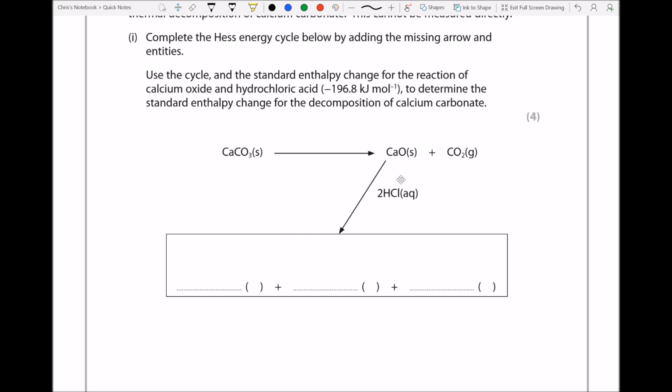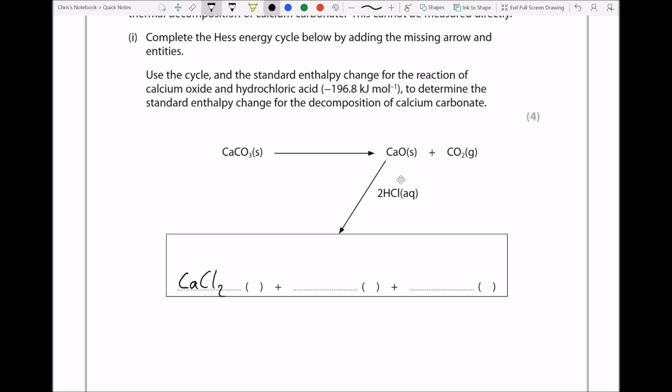I suppose the first thing we have to do is write down our products. We need to know what we're producing here. So let's take calcium oxide and carbon dioxide. If I react that with 2 lots of HCl, because calcium oxide is a base and I react that with HCl, which is an acid, we're going to form a salt, and the salt is going to be calcium chloride. So that's going to be one of the products here.